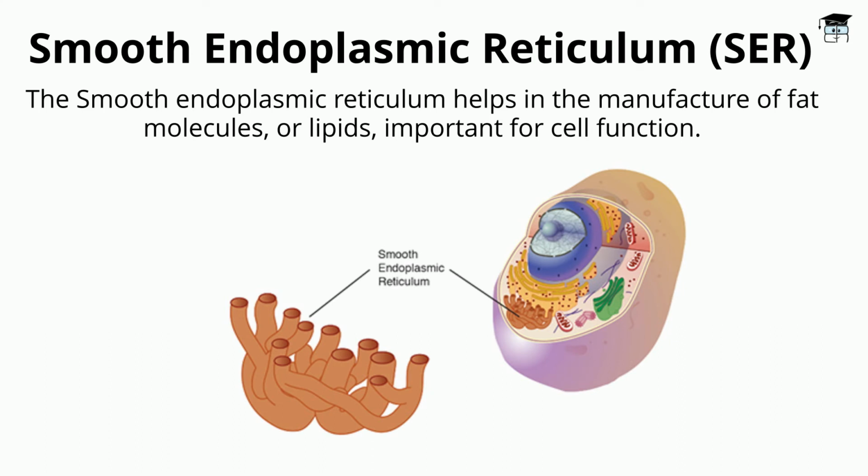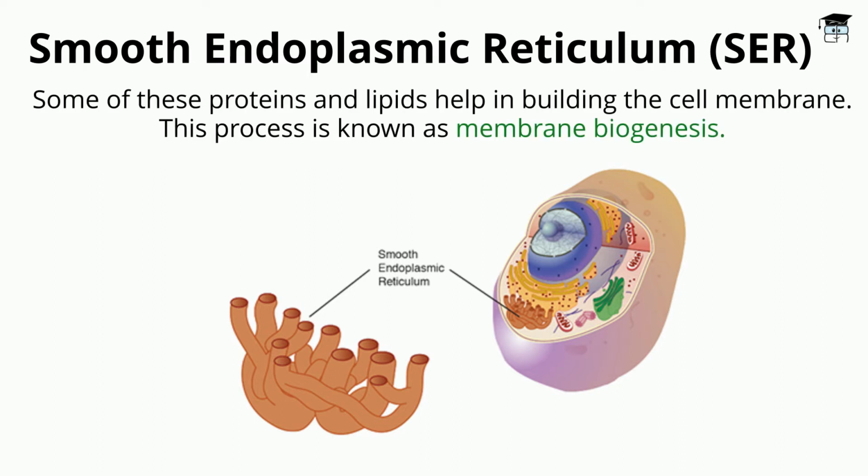The smooth endoplasmic reticulum helps in the manufacture of fat molecules, or lipids, important for cell function. Some of these proteins and lipids help in building the cell membrane. This process is known as membrane biogenesis.